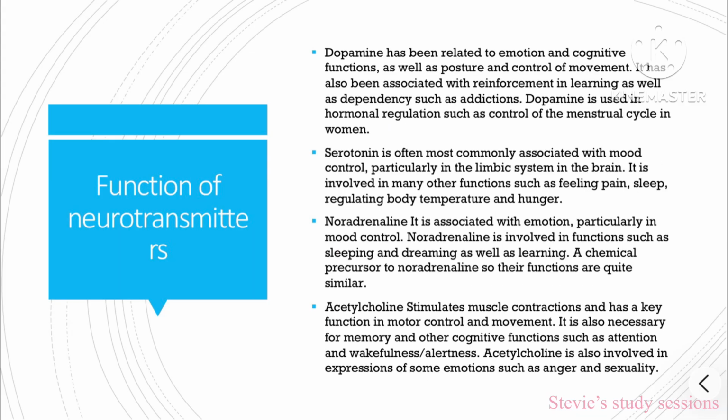Action of neurotransmitters. Dopamine has been related to emotion and cognitive function, as well as posture and control of movement. It has also been associated with reinforcement in learning, as well as dependency in addictions. Dopamine is used in hormone regulation, such as controlling the menstrual cycle.